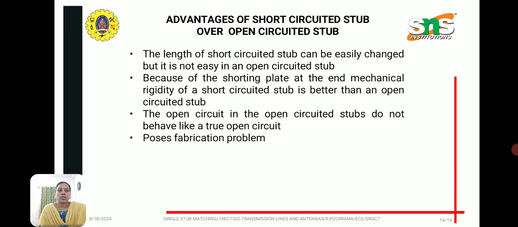Advantages of a short circuited stub over an open circuited stub: the length of a short circuited stub can be easily changed, but it is not easy to change in an open circuited stub, since it is a shorting plate at the end. Mechanical rigidity of a short circuited stub is better, and an open circuit does not behave like a true open circuit in the case of a stub, so it poses a fabrication problem.